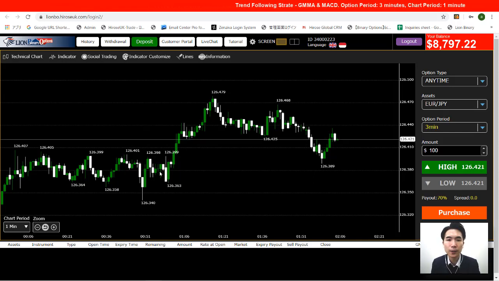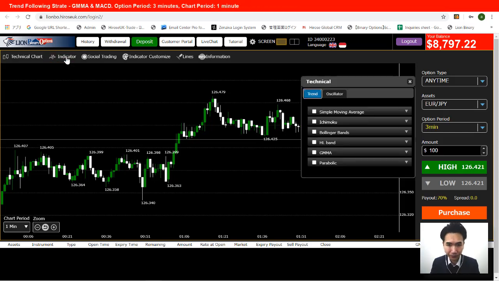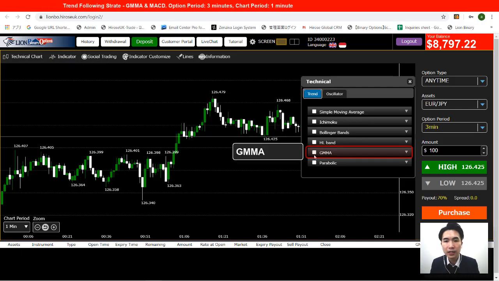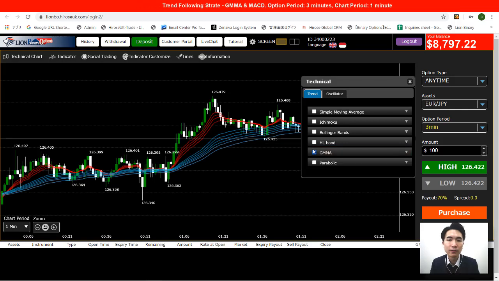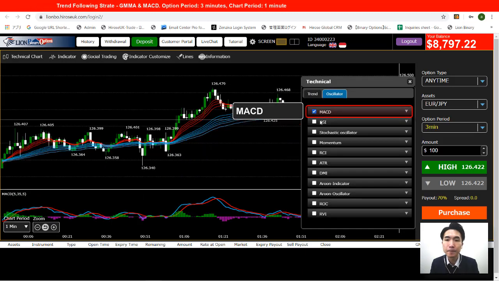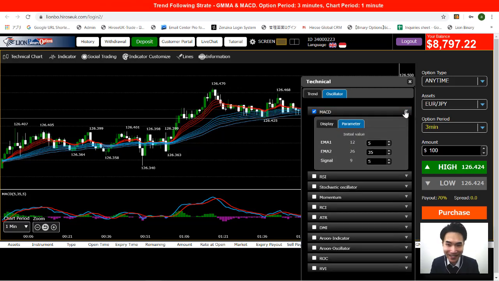Okay, go to indicator, just at the menu right there, click on it, and now we will choose the GMMA. Just put a tick on GMMA. For GMMA we will be using the default settings, so nothing changed. Next we will go to the oscillator, and then we'll select the MACD. So now we open the drop down for the MACD.